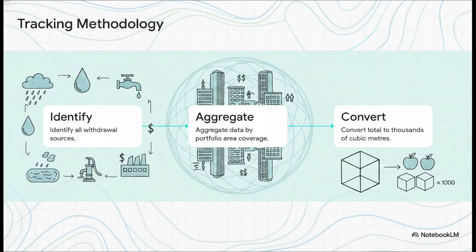You just need to systematically follow these 3 steps for the areas of your portfolio where you actually have data coverage. 1. Identify all withdrawal sources. 2. Aggregate that data based on floor area coverage. And 3. Convert that total into a specific unit, thousands of cubic meters. That standardization is vital. It's what allows investors to compare your portfolio apples to apples against your competitors.